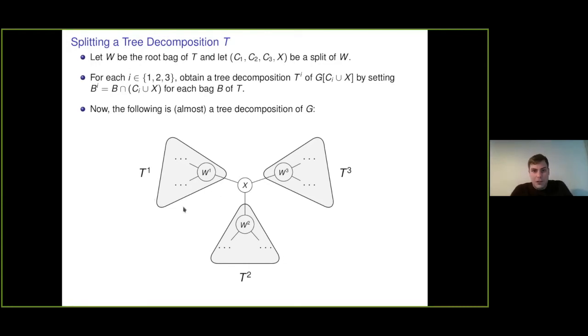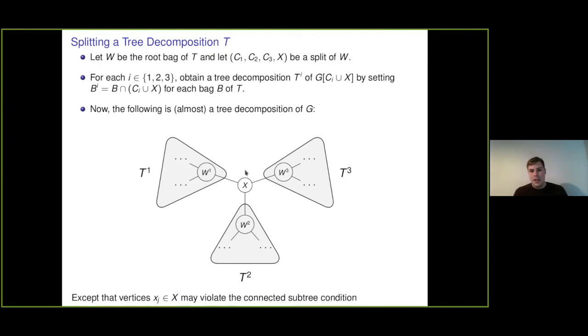So basically, we have a tree decomposition of each of the induced subgraphs. So it satisfies conditions 1 and 2 of tree decompositions, but it doesn't satisfy the connectedness condition. There might be some vertex xj in X so that the bags containing xj do not form a connected subtree of this tree decomposition.